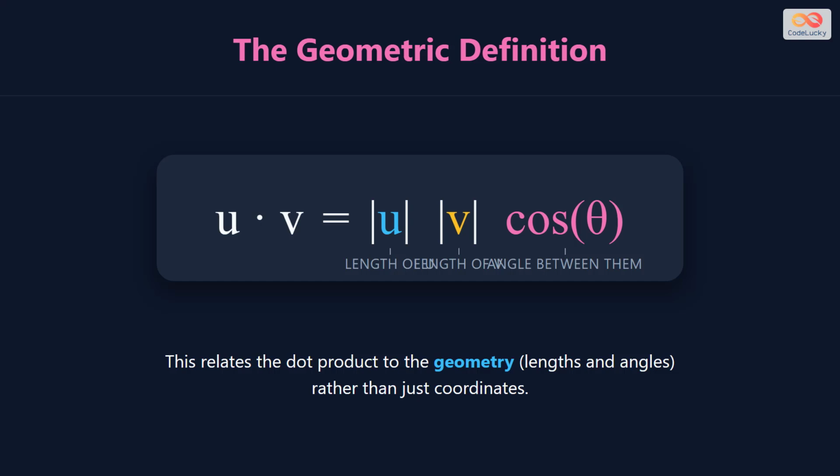There is a second, equally important way to understand the dot product, which relates to geometry. The dot product of u and v is equal to the magnitude, or length, of u, times the magnitude of v, times the cosine of the angle theta between them. This formula connects abstract coordinates to real-world shapes.